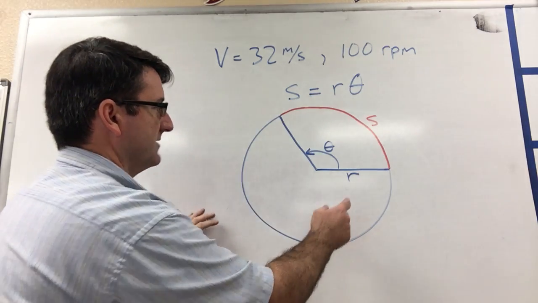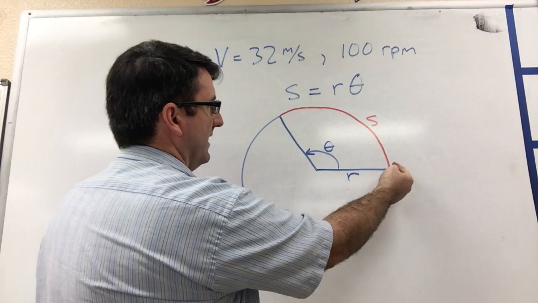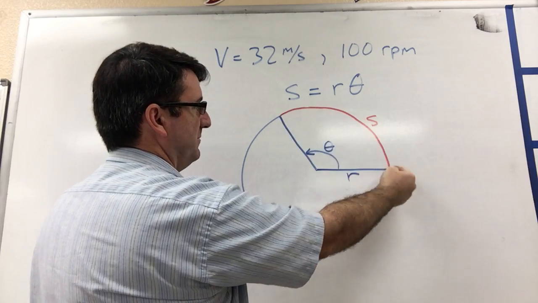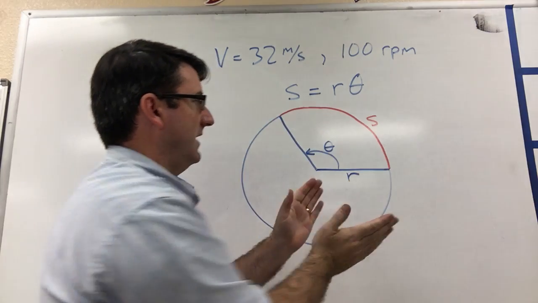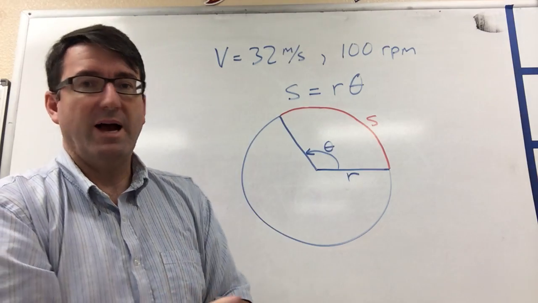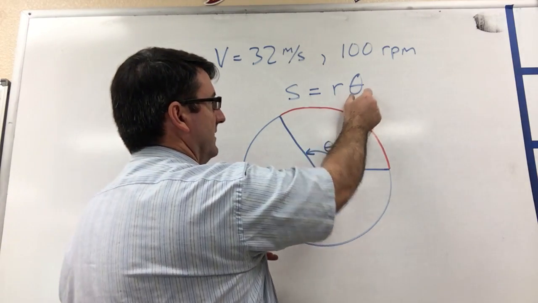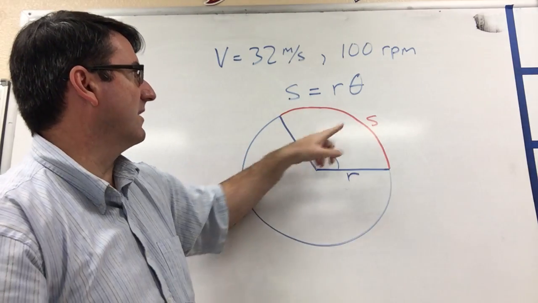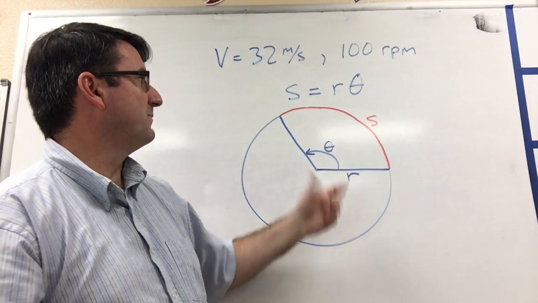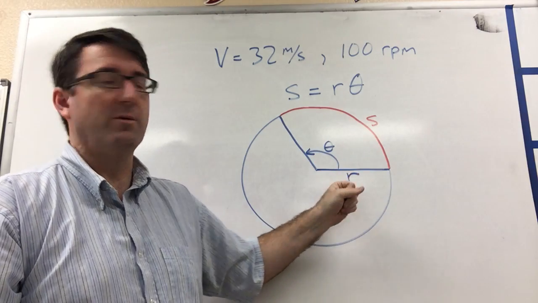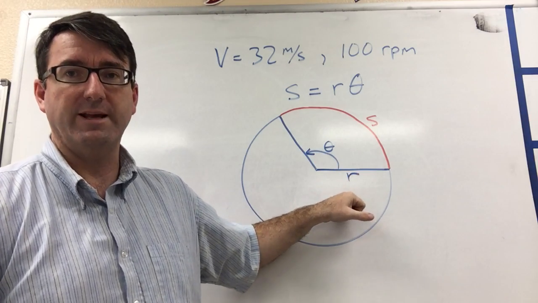So if we think about our circle here, we've got our radius here. The arc length is this piece of the circle that's intersected by this angle. And the angle is theta. So S is the arc length, the angle is theta. And if we know those two things, then we're going to be able to figure out the radius.